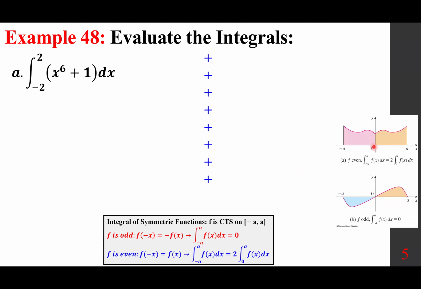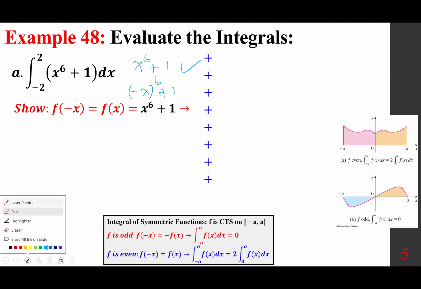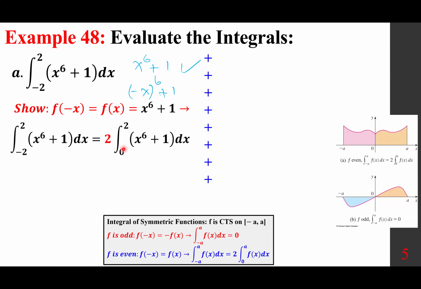And why do we go with that? Because it's a lot easier to evaluate from 0 to a. So having said that, is this an odd or even function? It may not be any of them, in which case that doesn't apply. We can see that it's an even function because f of minus x equals f of x. If I plug in, just for the sake of argument, minus x, I get minus x to the power of 6 plus 1, which is x to the power of 6 plus 1. So that checks that it's an even function. So instead of evaluating from negative 2 to 2, I'm going to evaluate it from 0 to 2 and multiply it by 2, because it's easier that way.